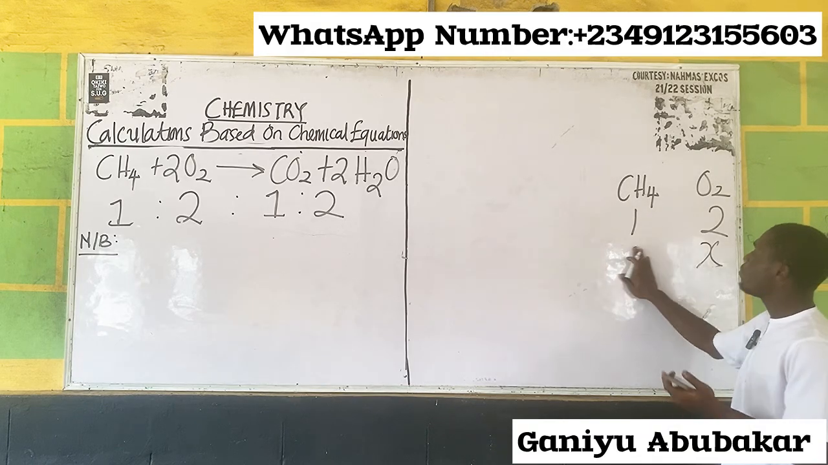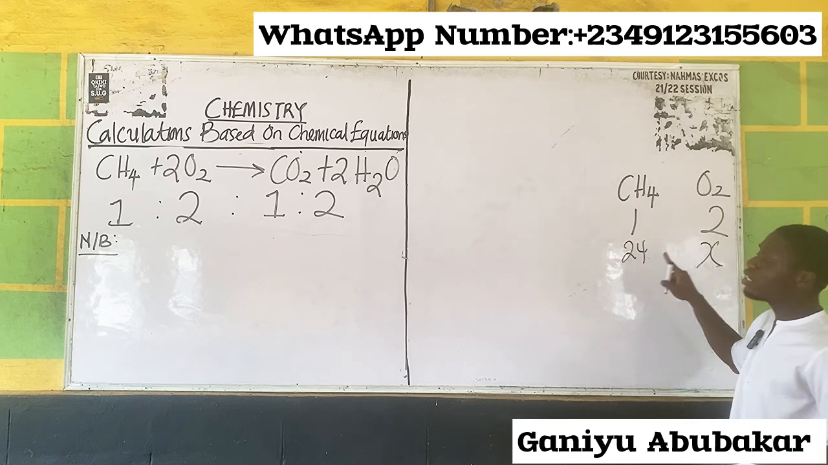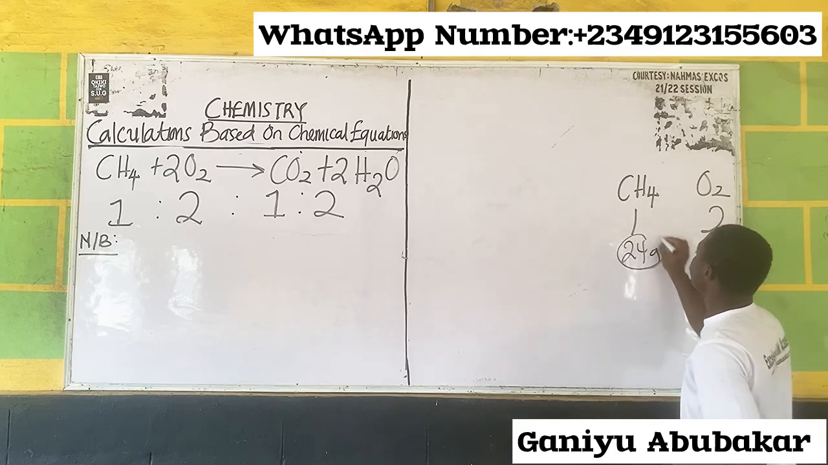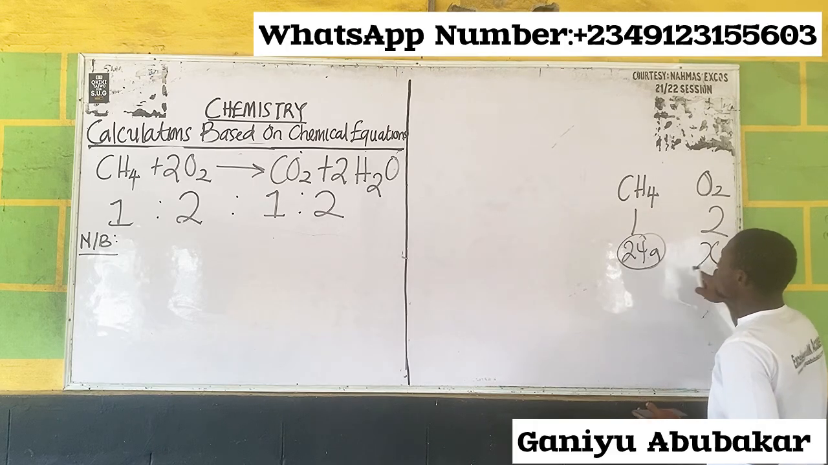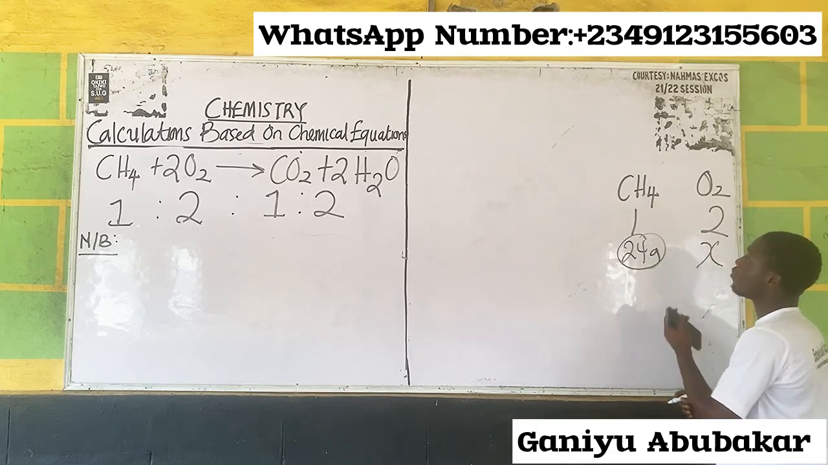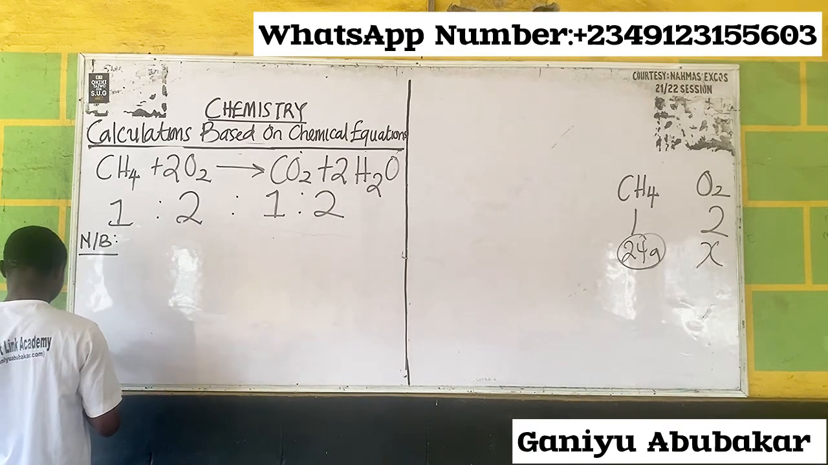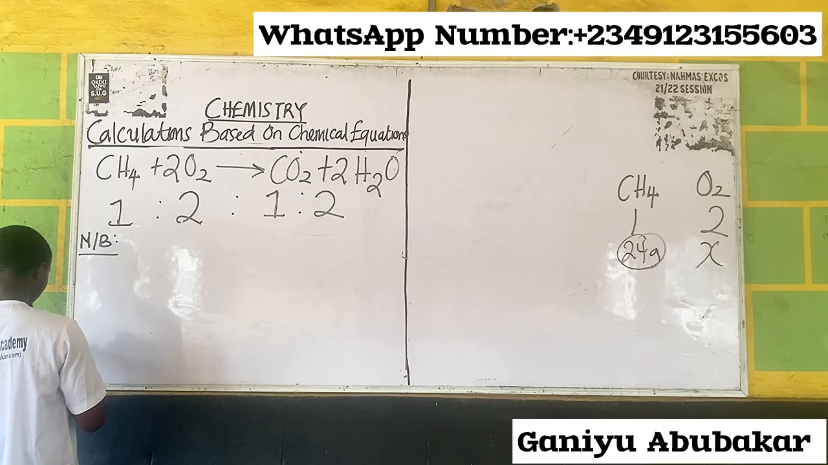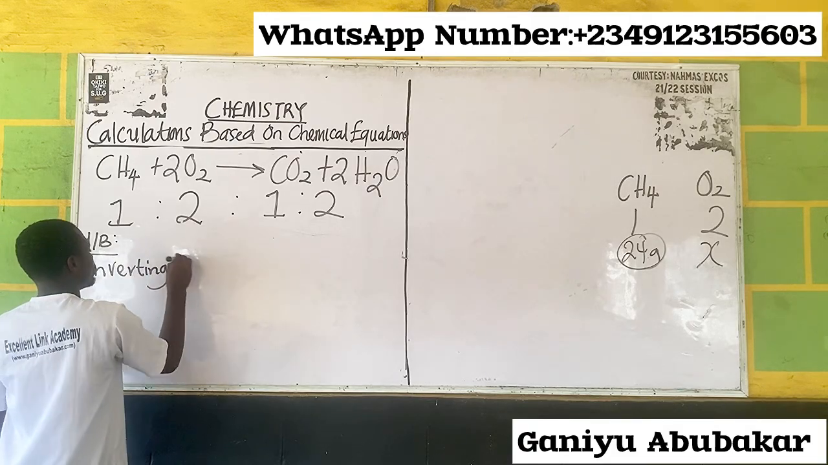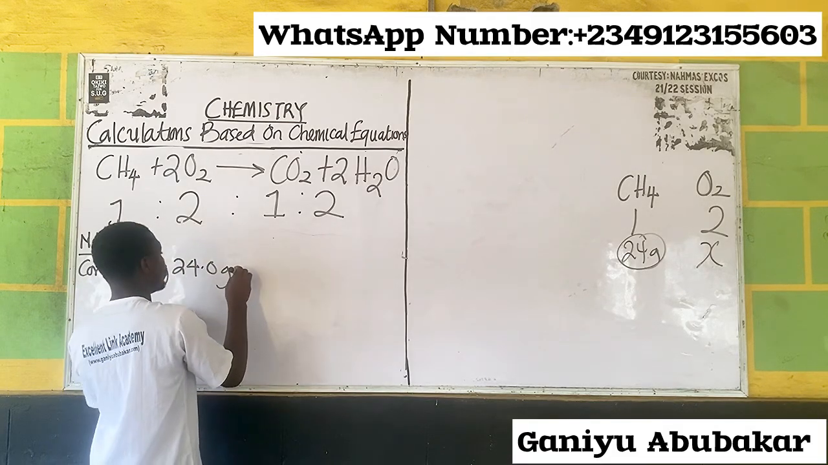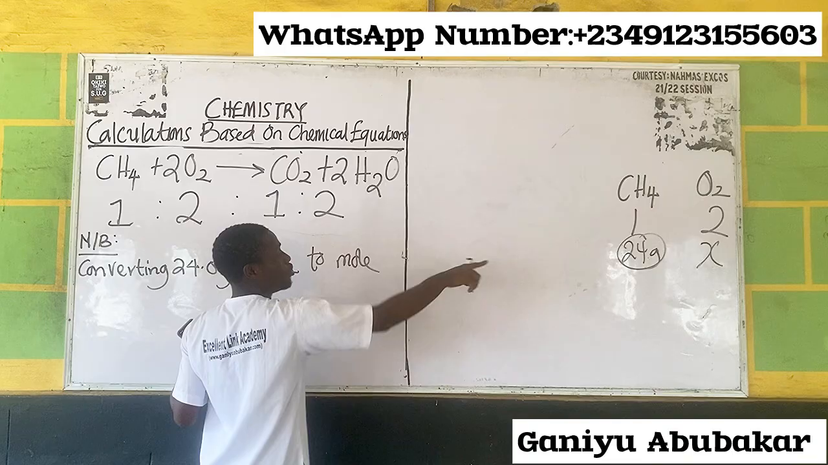But here, in this case, they gave us the mass of methane as 24. I can't put mass here. It's meant to be mole that will be here. So I have to convert this mass to mole. Normally, we don't know what the mole of oxygen is, so I call it X. So let's find the mole of methane first, converting 24.0 gram of methane, CH4, to mole, right?